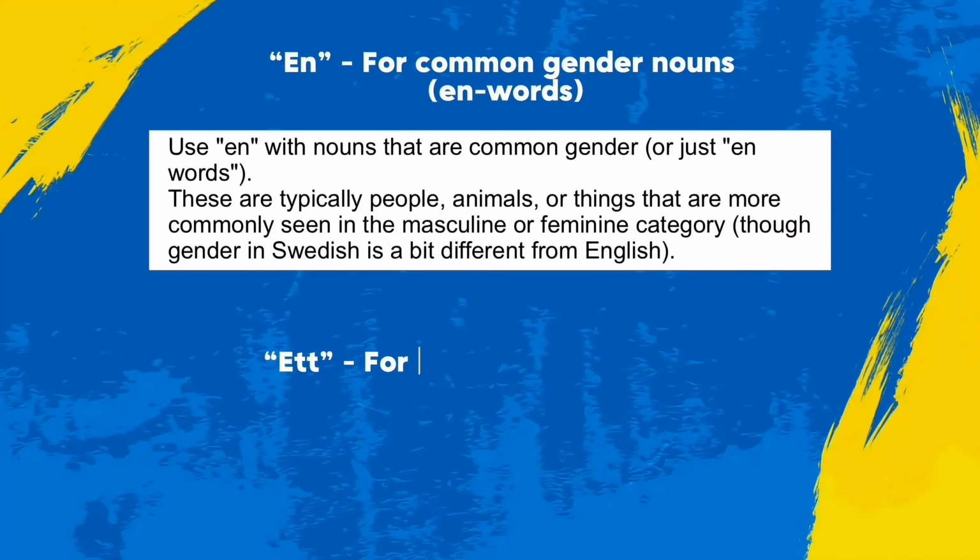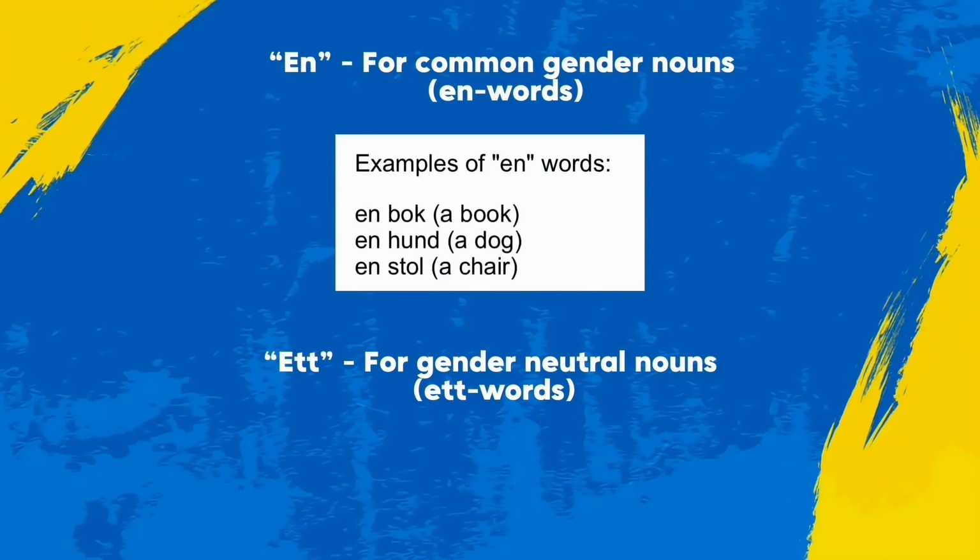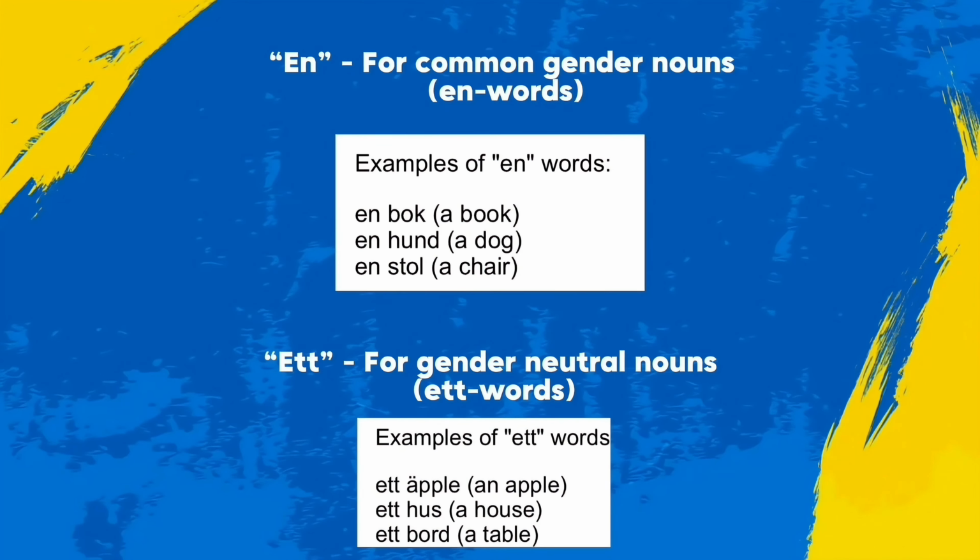Ett, for neuter gender nouns, ett words. Use ett with nouns that are neuter gender, or just ett words. These are typically things or objects. Examples of N words. En bok, en hund, en stol. Examples of ett words. Ett äpple, ett hus, ett bord.